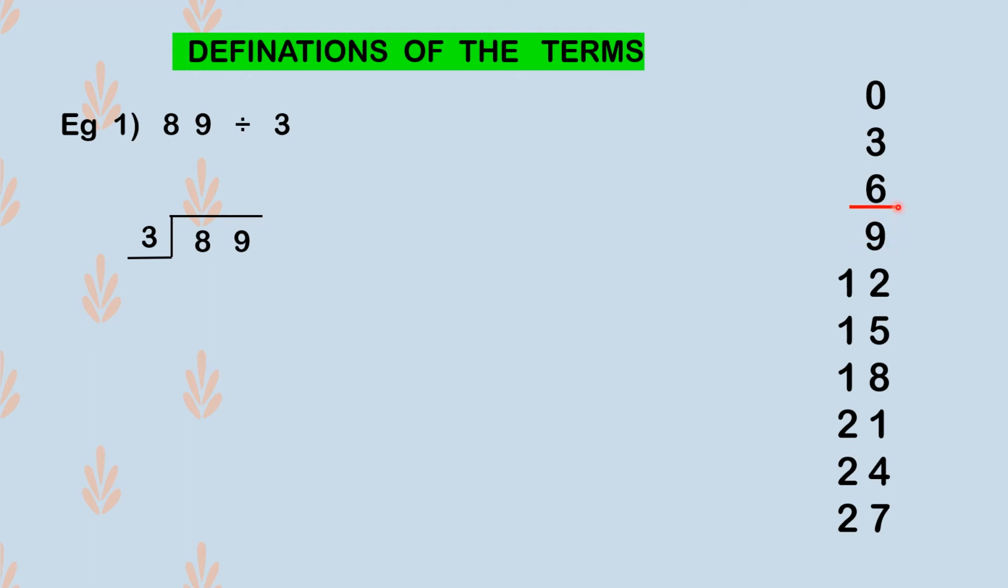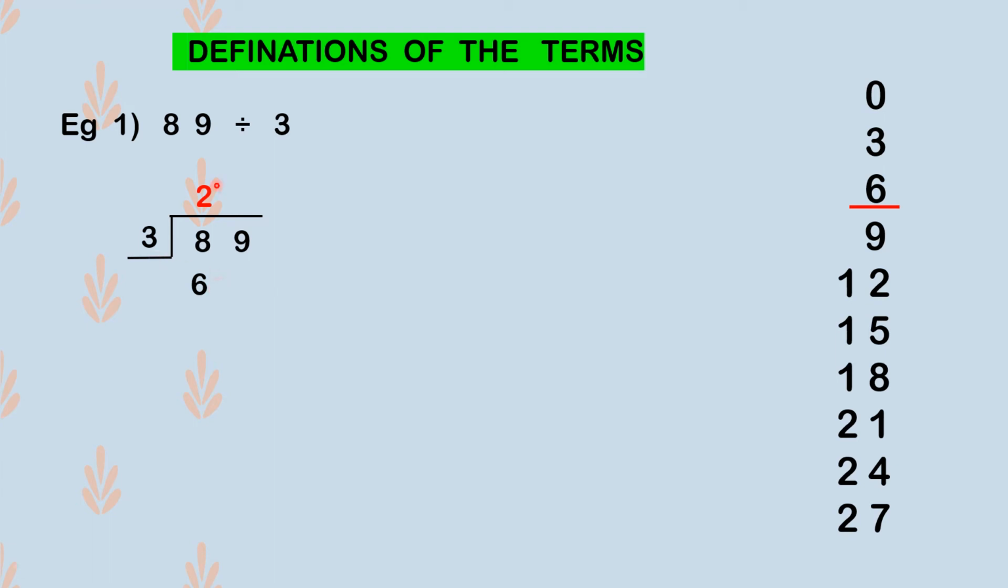So I took 6. Now I write 6 over here, but remember the tables. 3 ones are 3, 3 twos are 6. So I write 2. 3 twos are 6. I repeat, children, 3 twos are 6. Remember, this is the column where you have to write the quotient. Quotient is also known as answer.